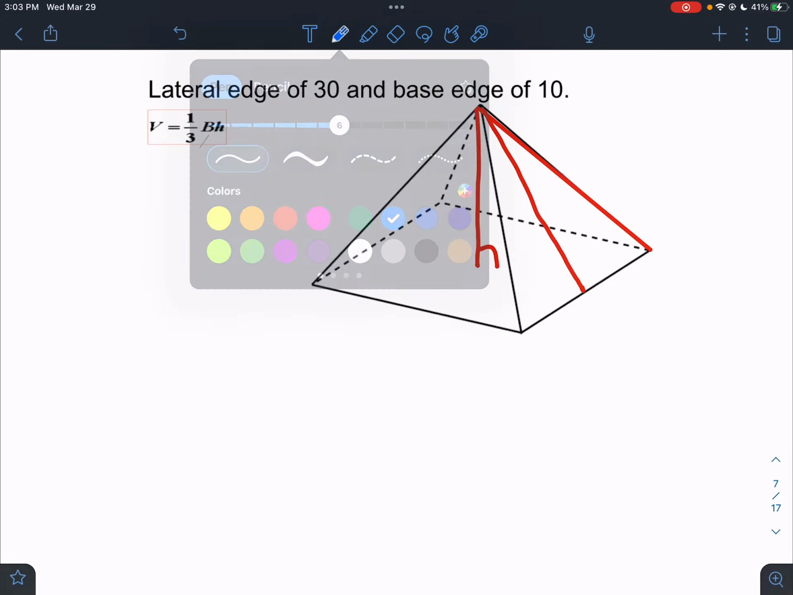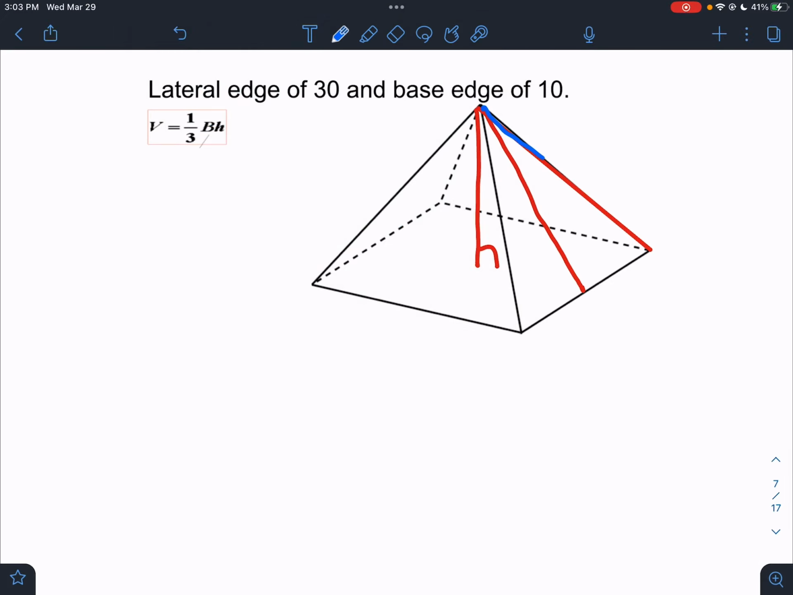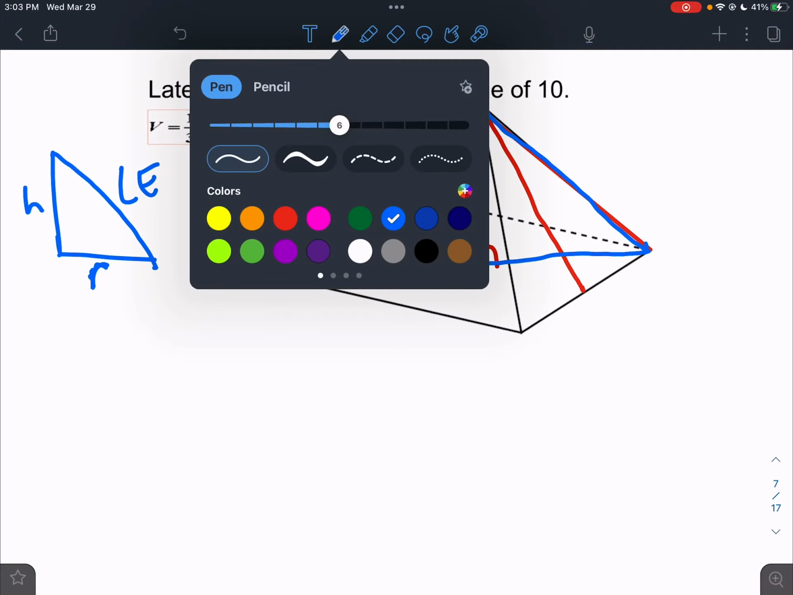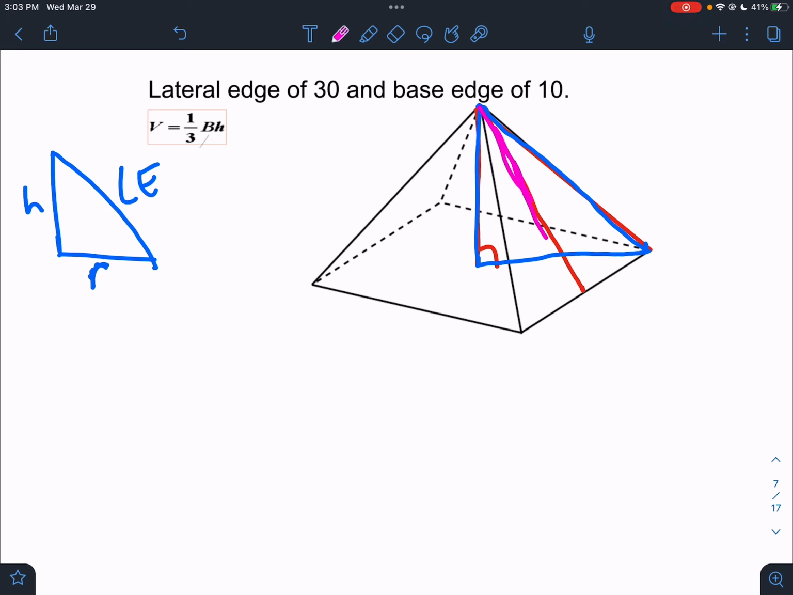So you need to picture two things. The first thing is the lateral edge and the height are connected by this number that is called the radius. So the blue triangle here is a lateral edge, the height, and the radius of the base. The other situation is I give you the slant height, and you have to use the apothem. So the pink situation is the slant height and the apothem get you the height.